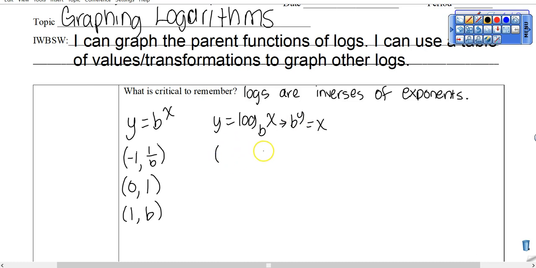So if I pick a value for y, I would pick -1, and b to the -1 is 1 over the base, whatever it is. I would pick for y 0. b to the 0 is 1. I would pick y equals 1, and b to the 1 is b. So I don't know if you can see it. I'm hoping you're catching what's happening here. The x's and the y's are just switching spots.